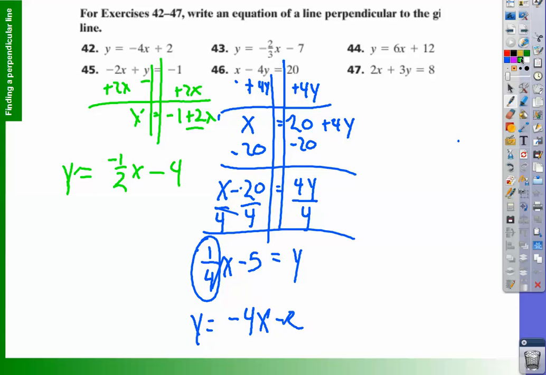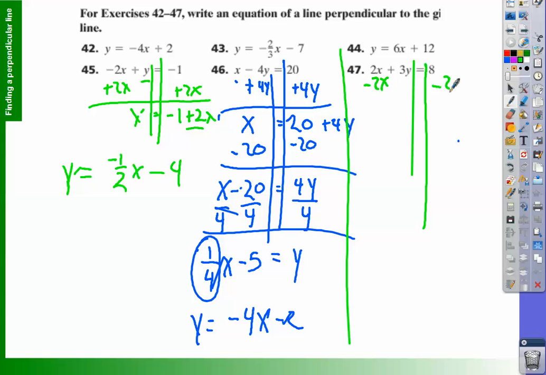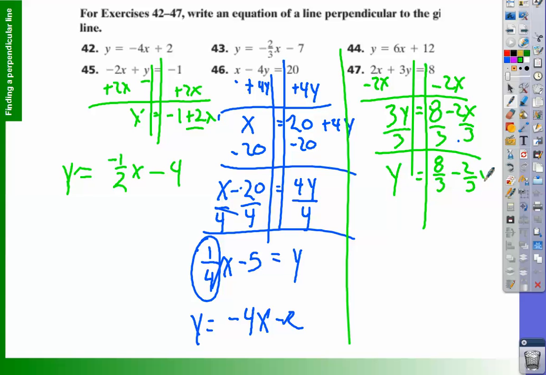Finally, for our last question, same deal. Let's get the y by itself. Subtract 2x from both sides. So we get 3y equals 8 minus 2x, and divide by 3. So I get y equals 8/3 minus 2/3 x. The opposite reciprocal of our slope is going to be positive 3/2. So an equation that would work would be y equals 3/2 x minus 8. How about 8? And there we have it.